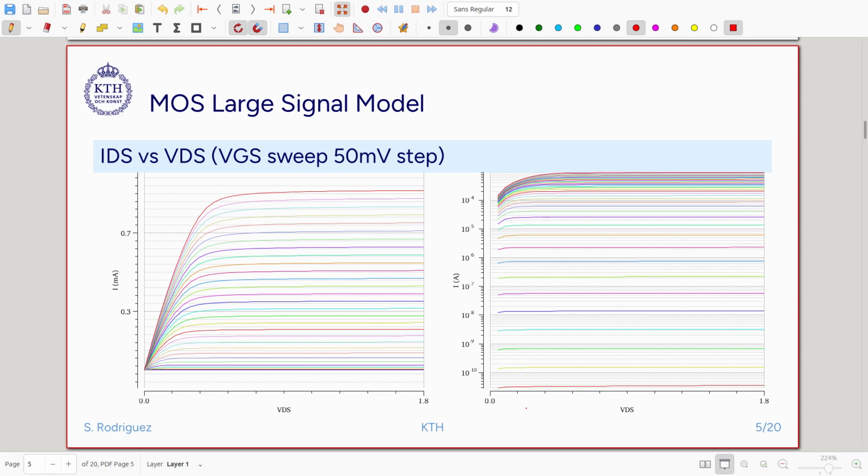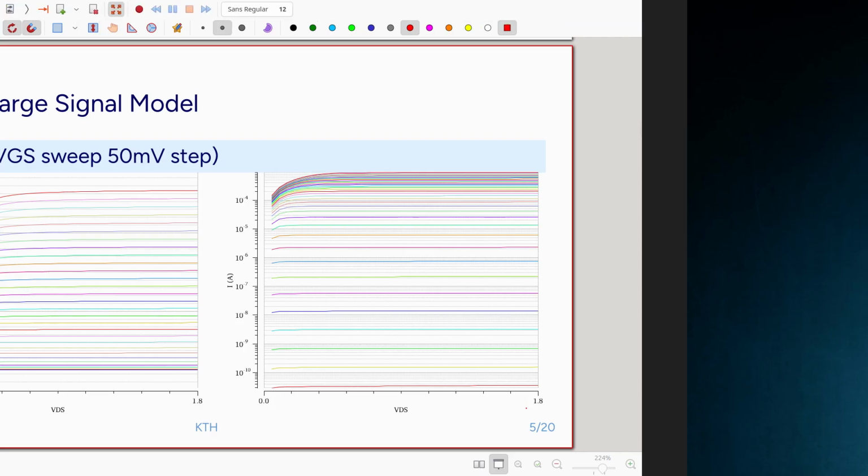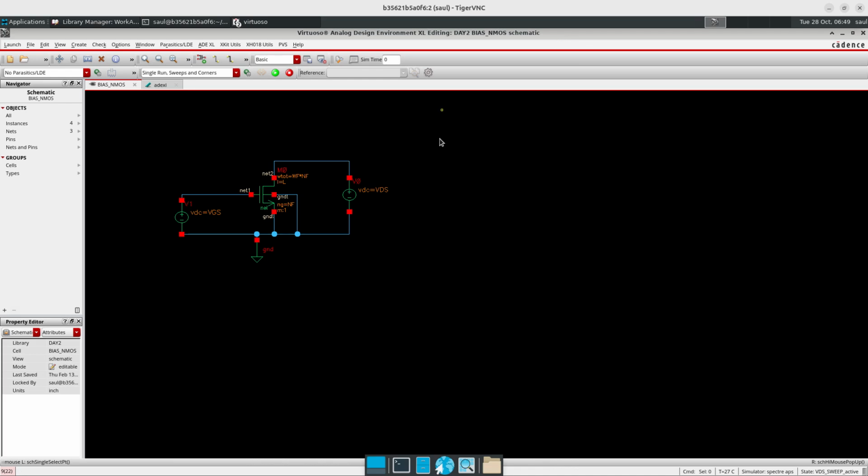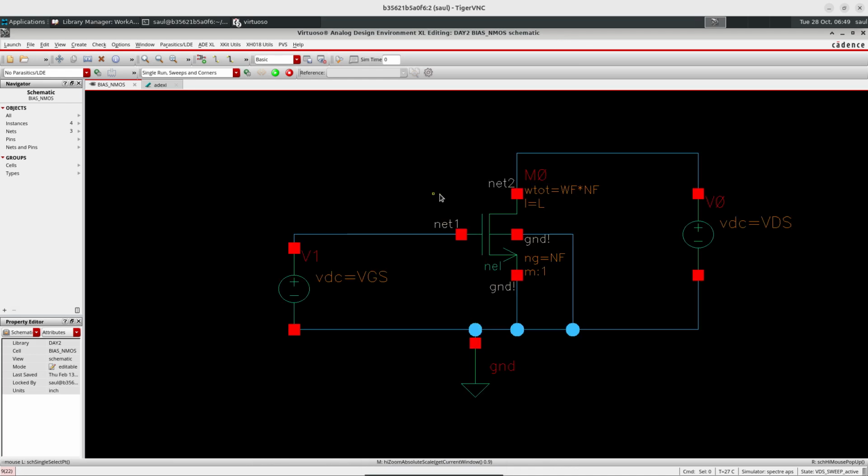Okay, how do we characterize the transistors? Probably you have done that in previous courses. We need to do double sweeps, and you will be doing that when you create your setups for the first lab. I have already done this one here. There are some videos that you will use during lab 1 in order to create your test setup.